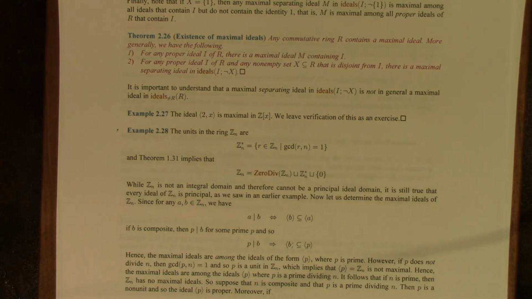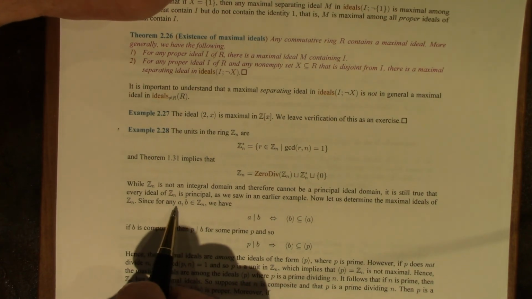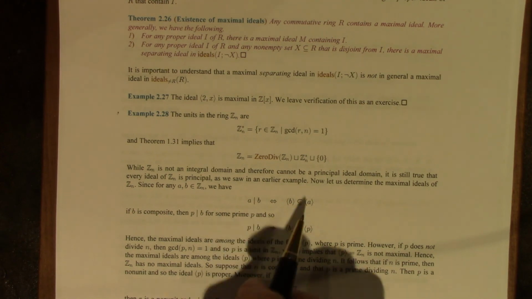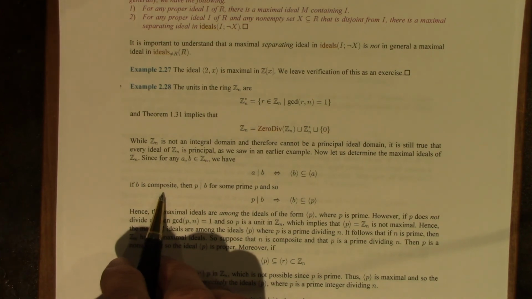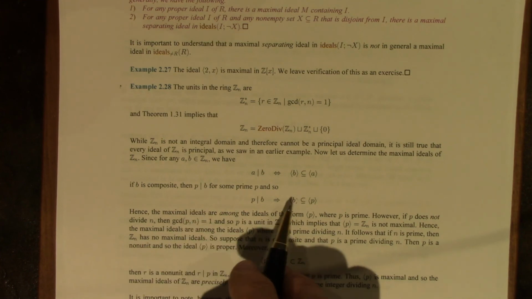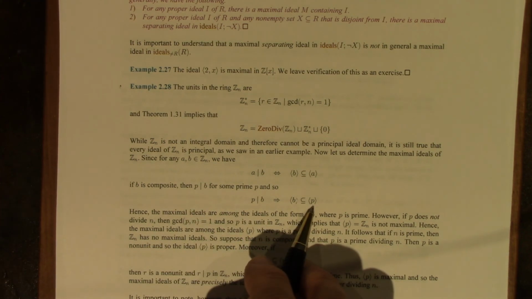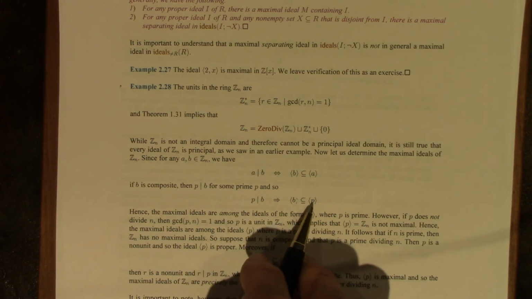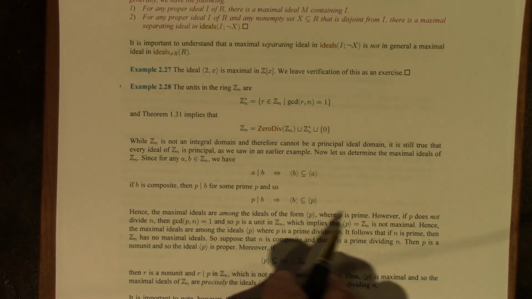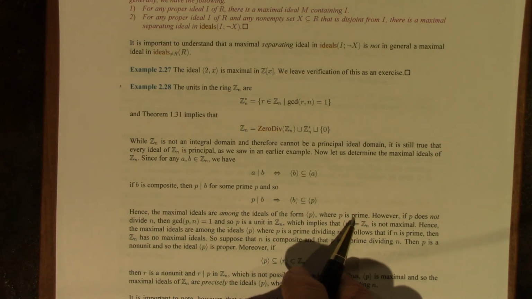Let's take a look now at the maximal ideals of Zn. For any two elements A and B in Zn, we have A divides B if and only if the ideal generated by B is contained in the ideal generated by A. So if B is composite as an integer, then there'll be a prime P that divides B, and so the ideal generated by B will be contained in the ideal generated by P. Now this ideal could be all of Zn, but what we can say is that the maximal ideals are among the family of ideals of this form, where P is prime. Which ones are not equal to Zn? That's something we need to determine.